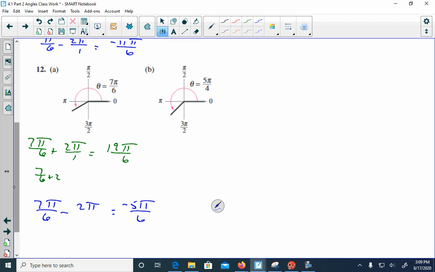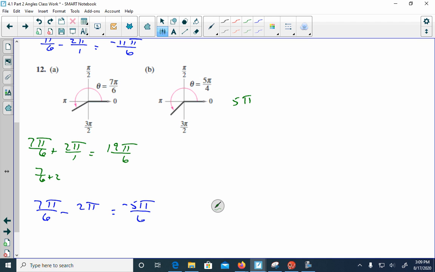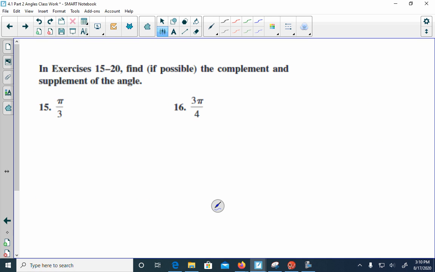Doing the next one, I have 5 pi over 4. Add 2 pi, so 5 pi over 4 plus 2 pi will be 13 pi over 4. Then to find the negative one, I'm going to take 5 pi over 4 and subtract 2 pi, and when I do that, I get negative 3 pi over 4. I'm ending up with a positive and a negative. If for some reason I ended up with two positives or two negatives, I'm going to have to subtract or add again, just to make sure that I get one that's positive and one that's negative.